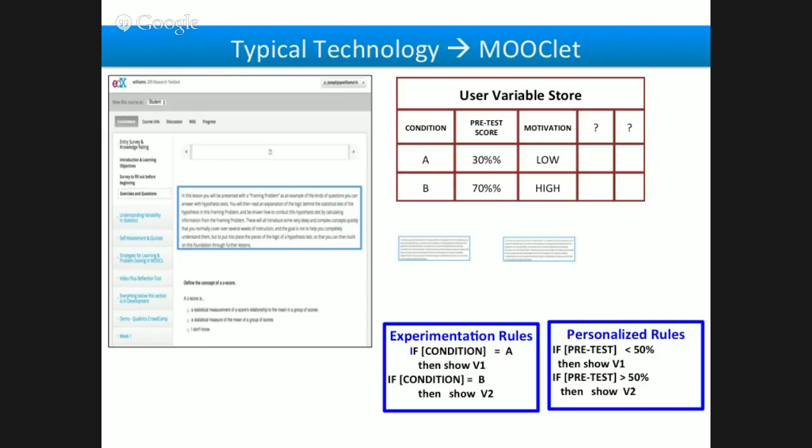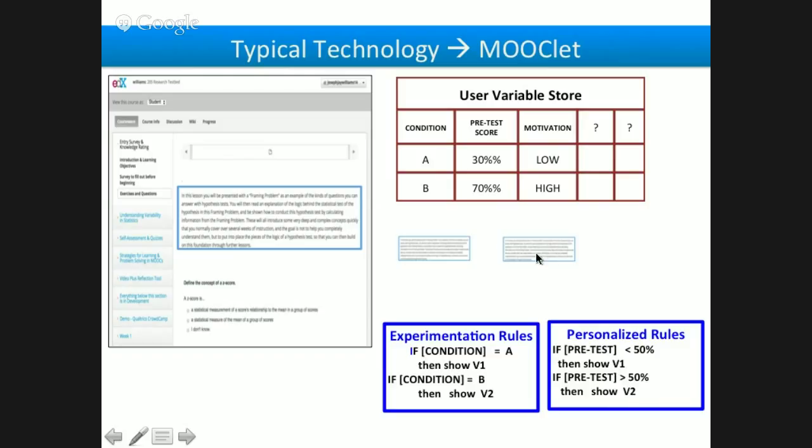They're just two sides of the same coin. When we're experimenting, we're presenting version 1 based on a random variable, like A, and version 2 based on a random variable, like B. When we're personalizing, we're delivering a version based on user characteristics. So if the pretest is less than 50, show version 1. If it's greater than 50, show version 2.